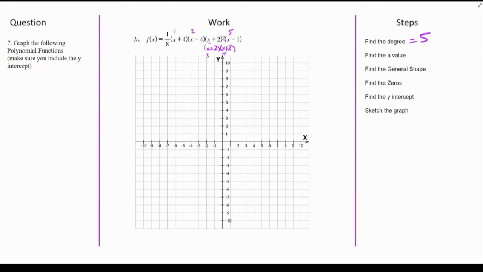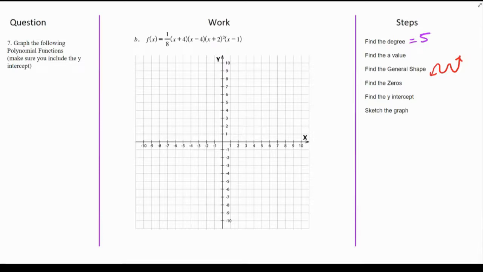Next, the a value here is 1/8. So it's positive, which tells me the general shape of a fifth degree is 1, 2, 3, 4, 5. There. And next I got to find my zeros. So I'm going to erase this stuff up here.